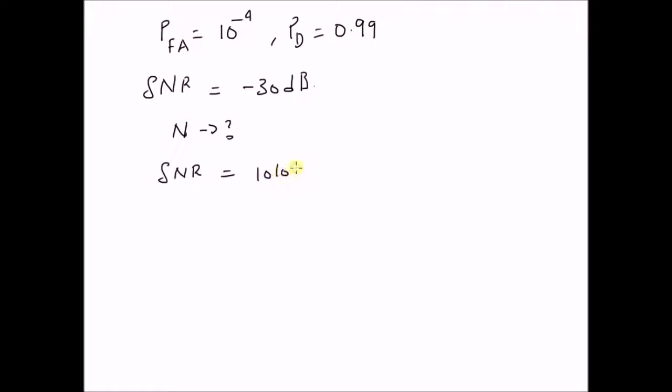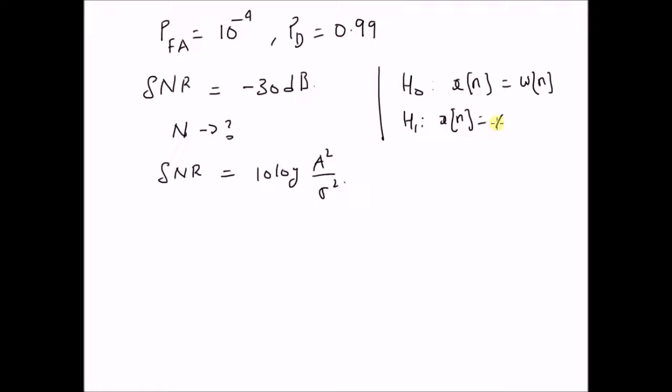By definition, SNR is equal to 10 times logarithm of A square over sigma square. Recall that the detection of DC level against white Gaussian noise has the following hypotheses. The null hypothesis is that the signal model x of n is just equal to the noise. Under the alternate hypothesis, x of n is equal to a DC level A plus white Gaussian noise. So we are basically trying to detect whether DC level A is present or not.